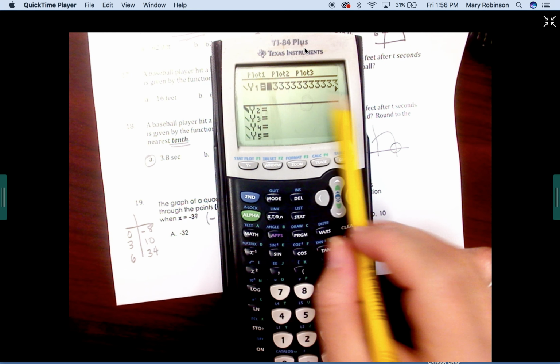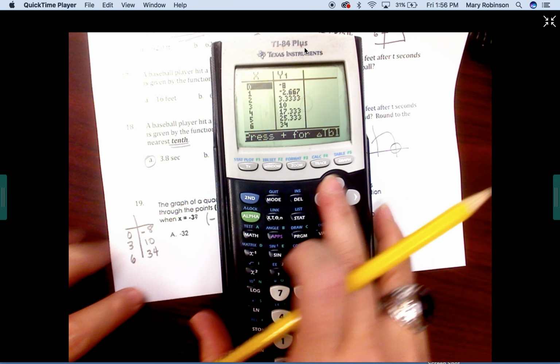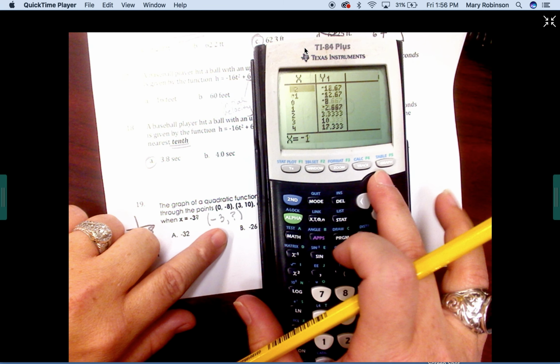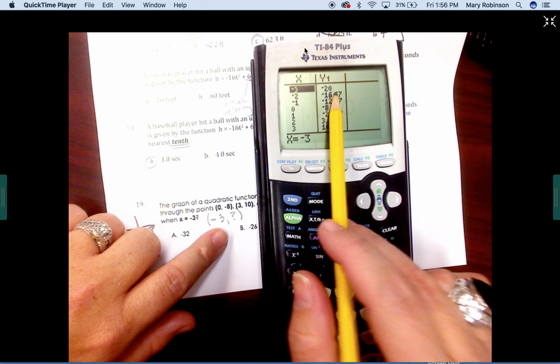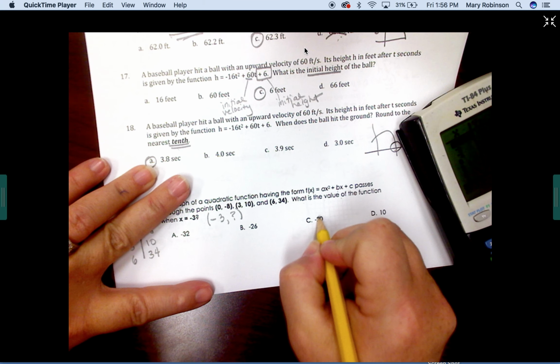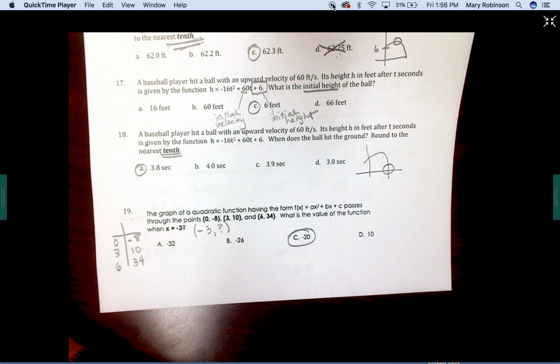When I go to y equals, it's already there. I look at my table, and I'm trying to find my y value when x is -3. So I'm going to arrow up on my table, and beside the -3 is a -20, which is C. And that concludes the multiple choice section of your test.